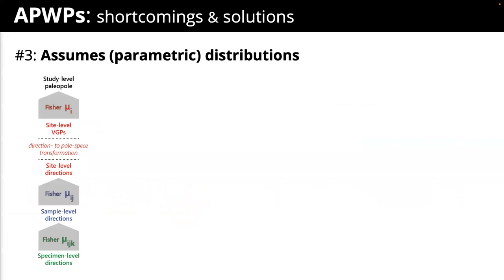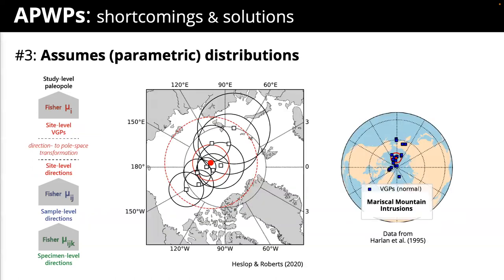Okay, the next problem. We're assuming parametric distributions every step of the way. So I should say that as a self-respecting paleomagnetist, I obviously can't say a bad word about the Fisher distribution. I love the Fisher distribution, right? Everyone here loves the Fisher distribution. But the reality is that even though we're invoking it every step of the way in the conventional approach, not all directional data sets are Fisher distributed.